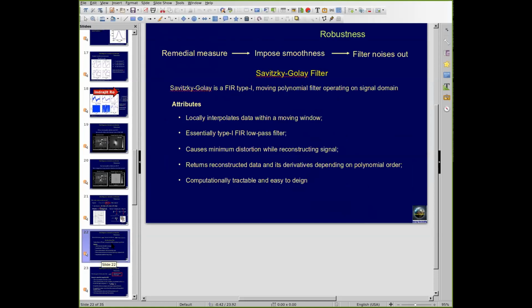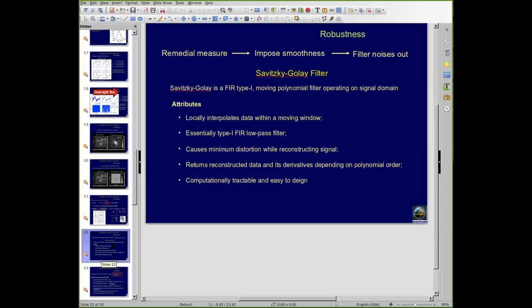So to address the issue of robustness, why has it happened? Because noise created loss of smoothness. Noise can be considered as wiggles over otherwise smooth functions. So the remedial measure will be to impose smoothness. And how to impose smoothness? Imposing smoothness requires filtering the noise, which is unwanted.